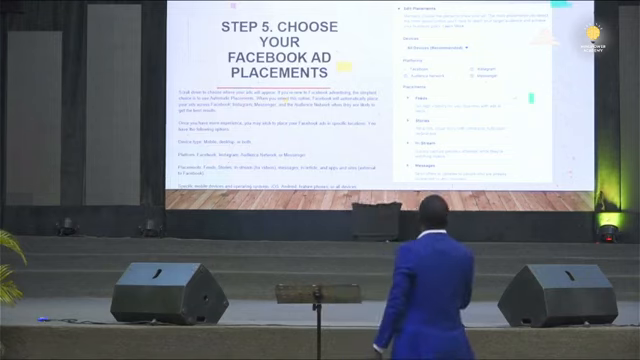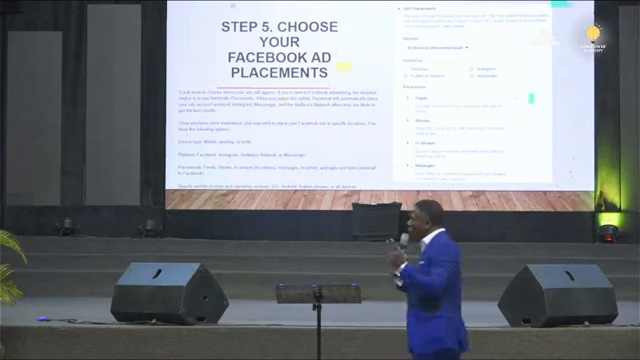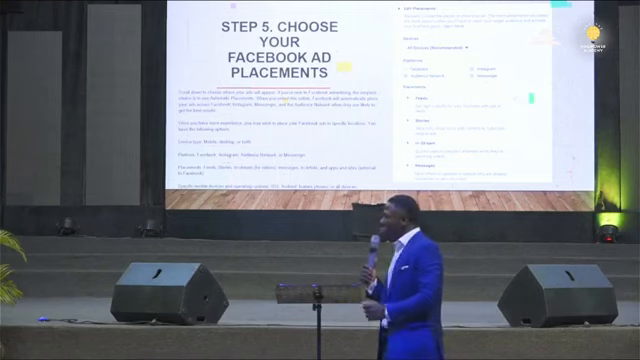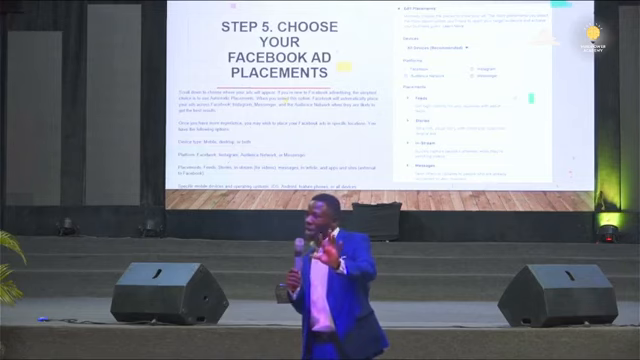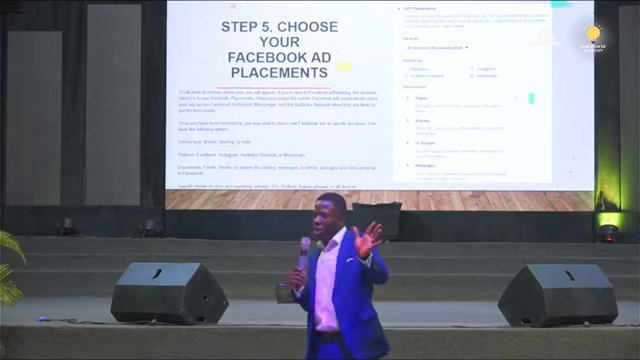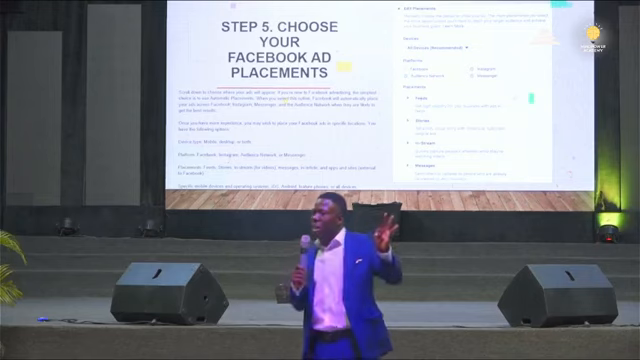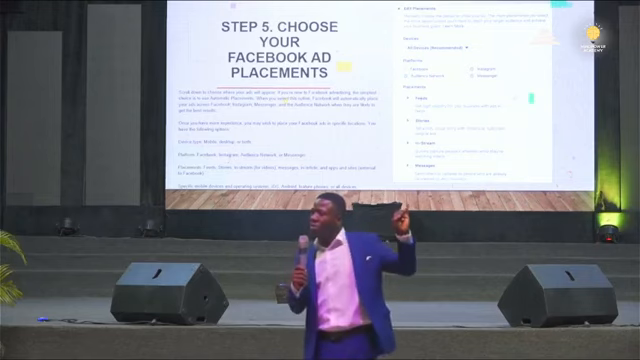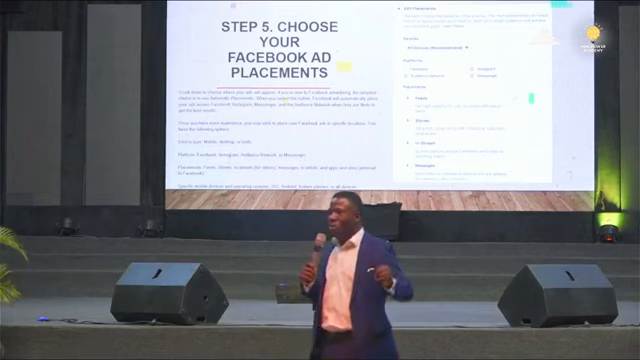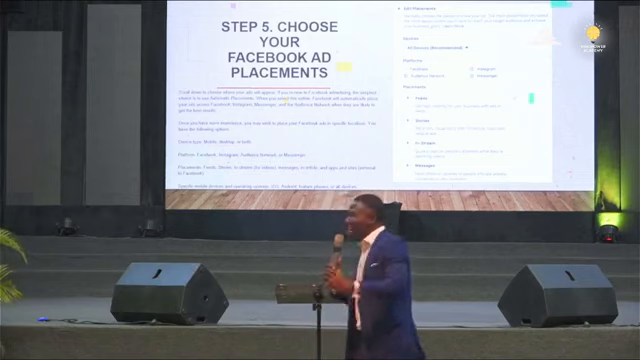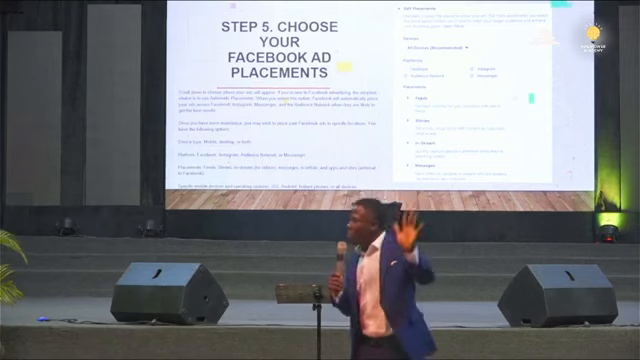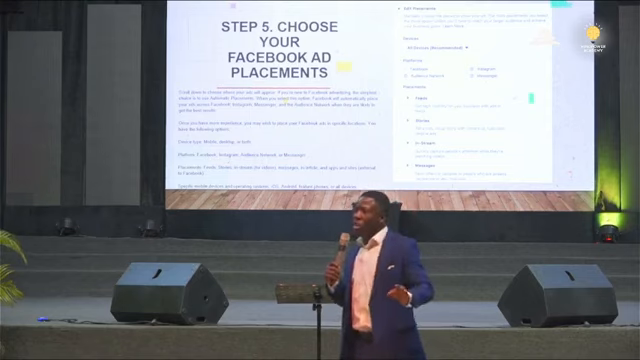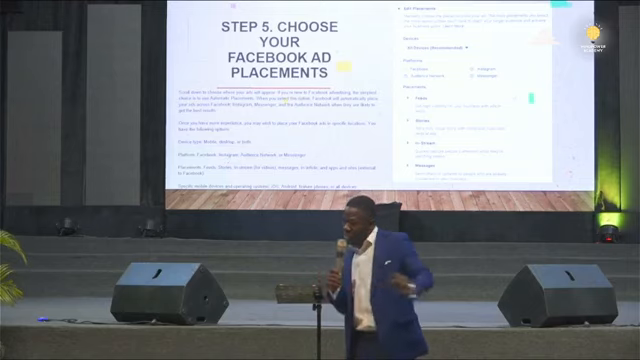Now, the placements we have here are Facebook, Audience Network, Instagram, and Messenger. Facebook means your advert will appear on Facebook alone, because Facebook has almost five family of apps. They have Facebook, Messenger, Instagram, WhatsApp, Threads. So now, if you choose only Facebook, that means it's appearing only on Facebook feed, Facebook stories, Facebook reels only. It will not even appear on Messenger, because you didn't select Messenger ads.